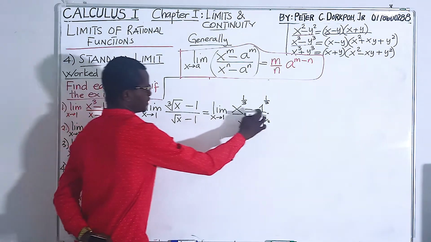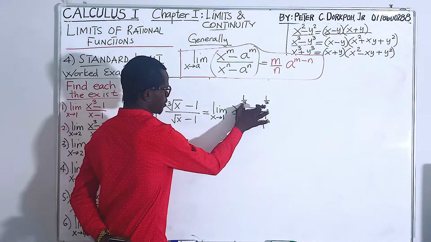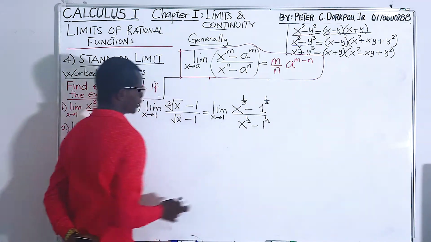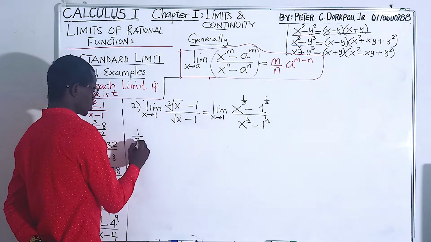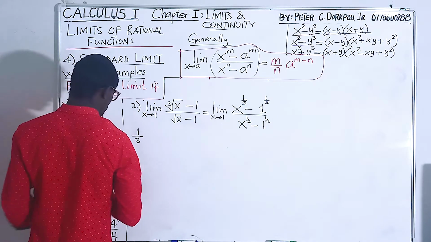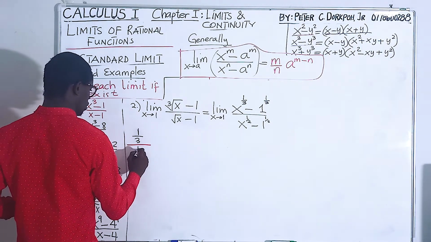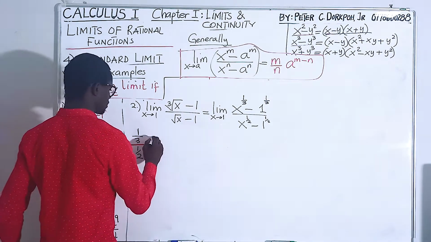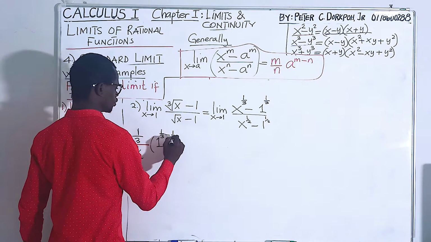So since the bases in the numerator and the denominator are the same, you got a minus sign between them. The powers up here are the same. The powers down here are also the same. So we can now say the power of the numerator, which is 1 over 3, divided by the power of the denominator, which is now 1 over 2, times 1 now raised to the power 1 over 3 minus 1 over 2.